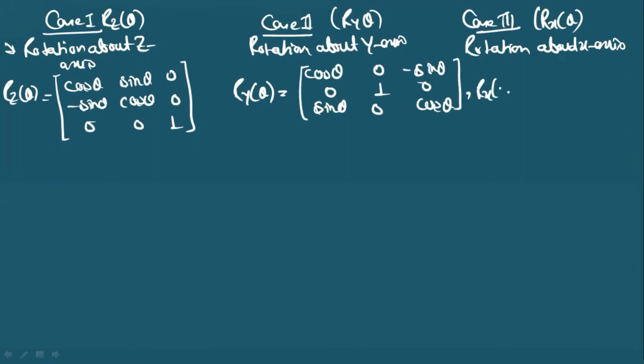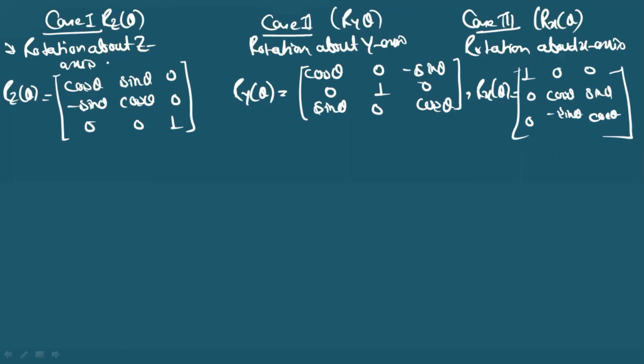Similarly, you can write Rx(theta) as 1, 0, 0, and this side also you will get 0. This is cos theta, this is minus sin theta, this is sin theta, this is cos theta. So you will have to remember these matrices. Clear? This is the rotation about the z-axis, this is the y-axis, and this is the x-axis. So you will do the problems using these only. Clear? Now we will solve a few problems.